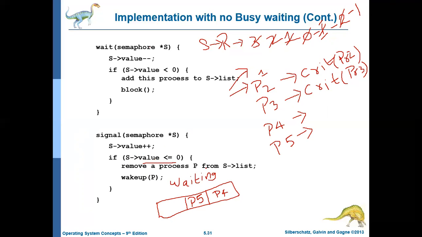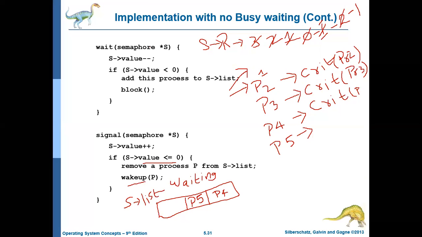So remove a process P from the S list and keep it in the ready list. Which is first in the waiting list? P4. This waiting queue is nothing but the S list. So whichever process is first in the waiting queue will be moved out and kept in the ready queue. Ready queue means it will get the processor. Then you call wakeup. Now P4 can get the printer by calling wait, but it has to call wait. It won't get it automatically.